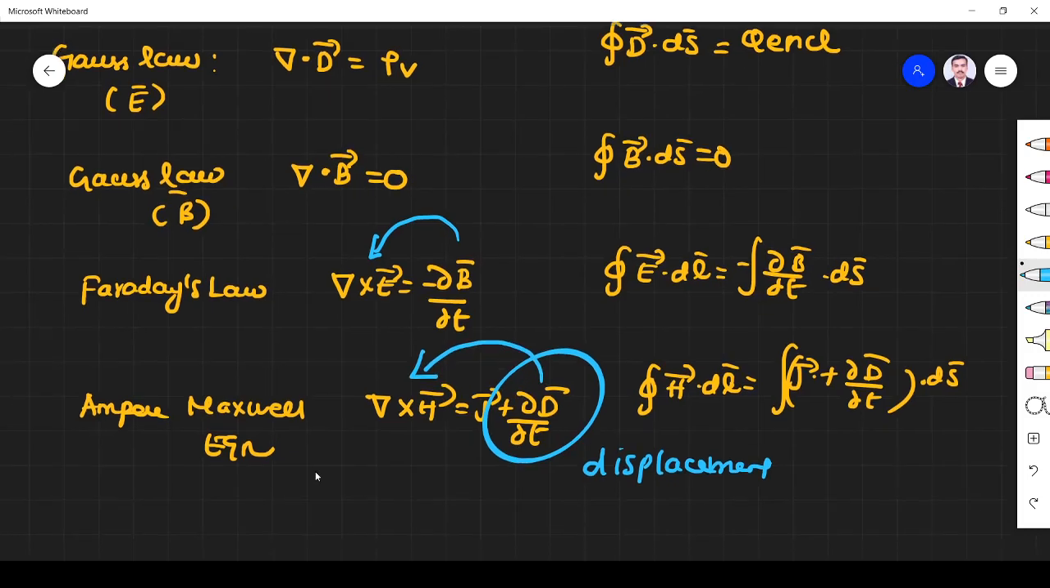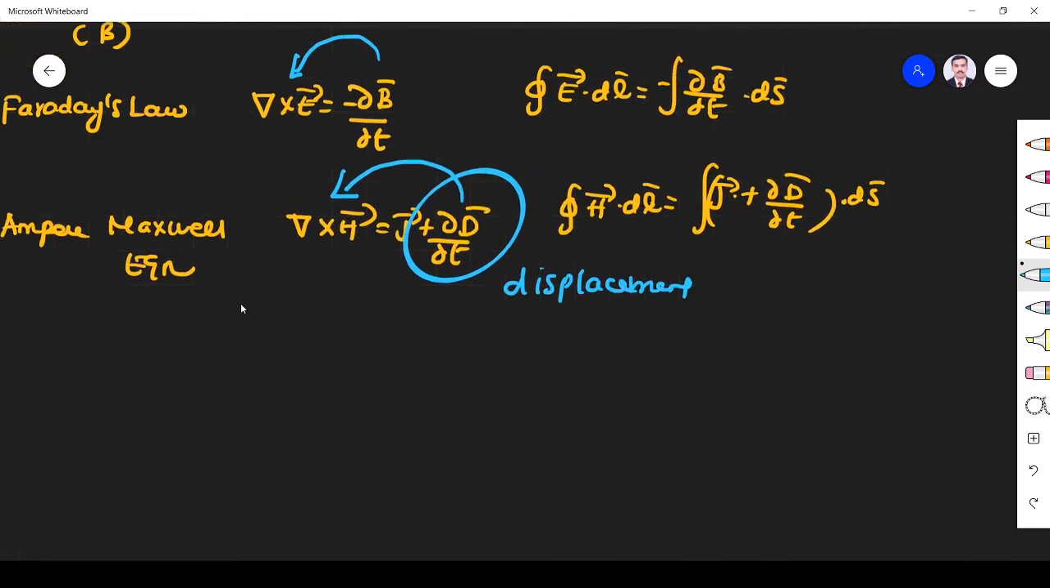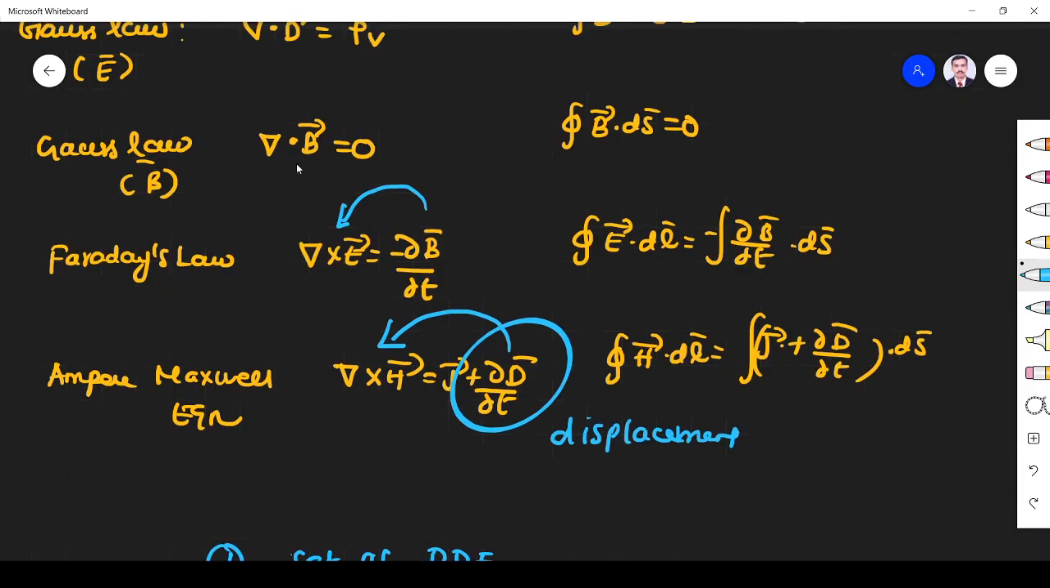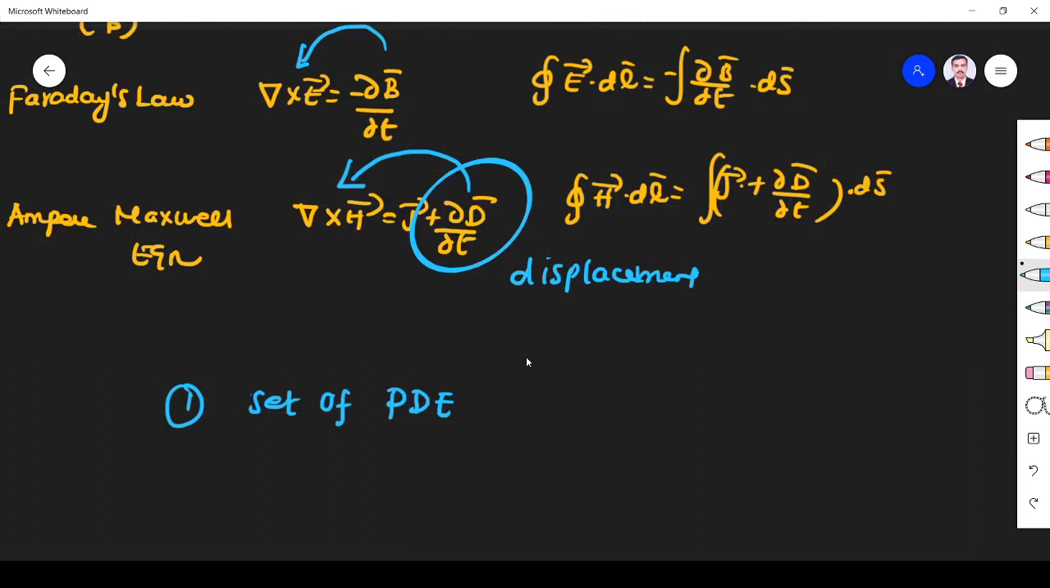Right, so what are the important aspects of this Maxwell's equation? Let us see. First thing we have to remember is all these equations are a set of partial differential equations. Yes or no? All are having partial derivatives. Why? Because it is del. Del is nothing but dou by dou t, dou by dou x, dou by dou y, dou by dou z. So all the equations are a set of partial differential equations.